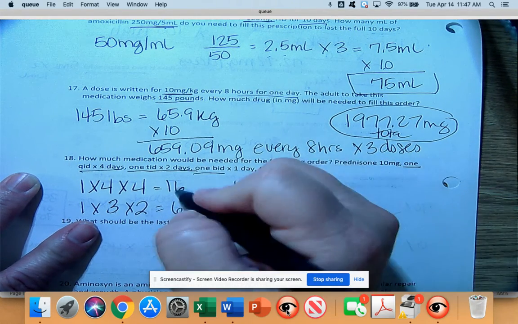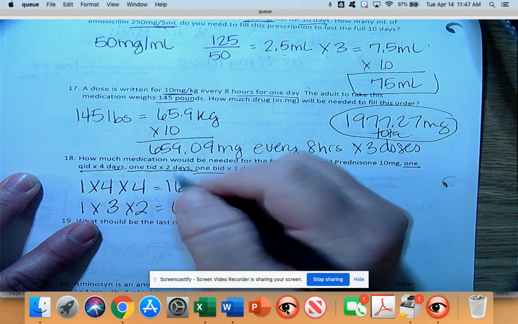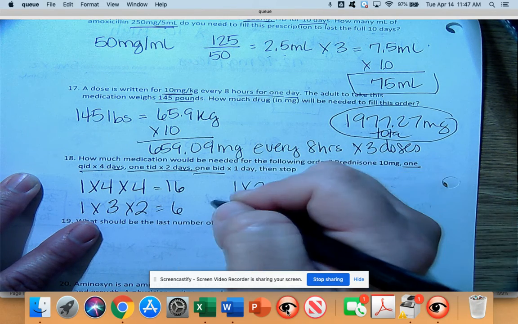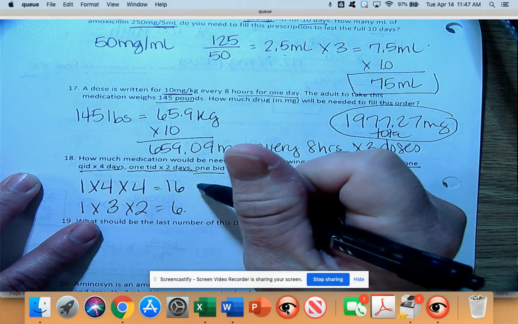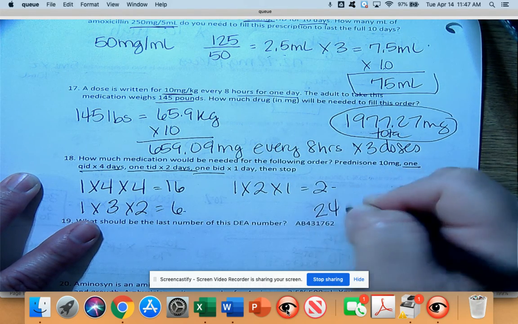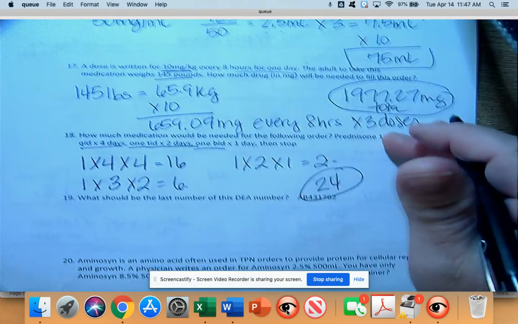So now I have to add these up. 16 plus 6 plus 2. Sorry, 6 plus 2 is 8. Plus 16 gets me 24. So I'm going to need to dispense 24 tablets. And I've just written all over my next problem.